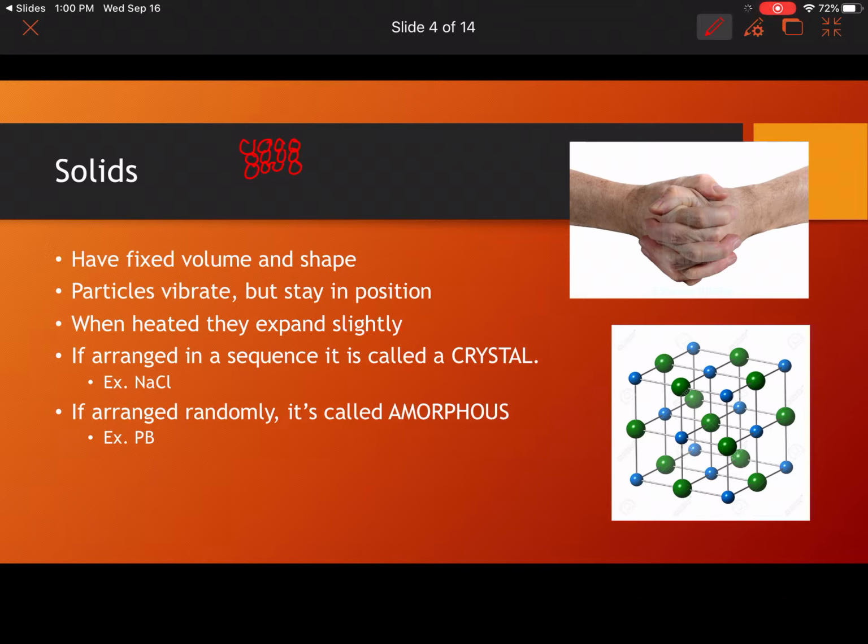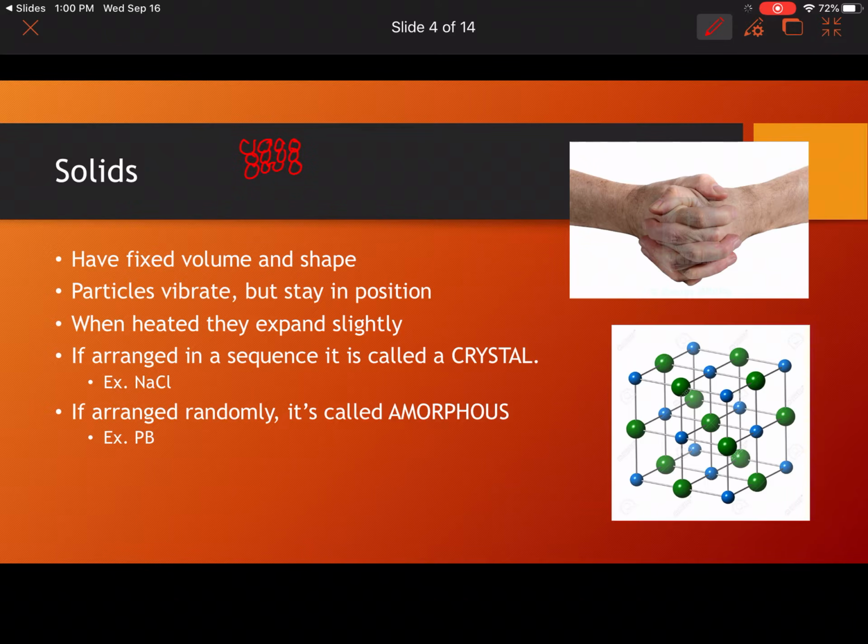Now, the particles vibrate. It's one thing people often don't know. The table that you're sitting at or the bed you're sitting on, for example, technically those things are vibrating. We can't feel it because it's so small, but they're not completely static. They're slightly vibrating, and the particles tend to stay in position.